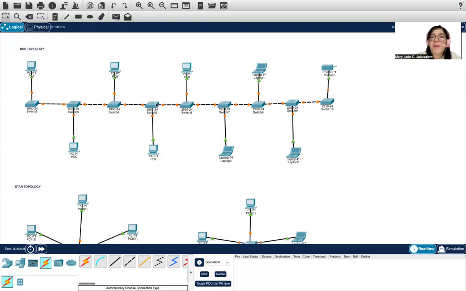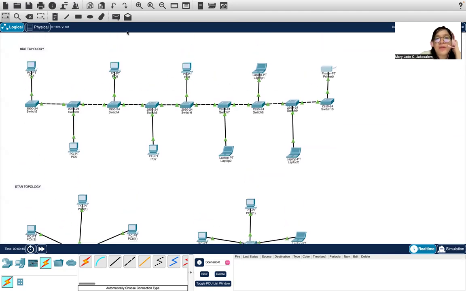This is an example of a bus topology. As you can see, they are all connected using a single wire. If one connection here fails, the whole network also shuts down. But this type of topology is commonly used in local area networks. For example, our printer here is connected to our laptops, to our PC, and so forth. They belong to the same network. I've just used a switch here to connect them all together.